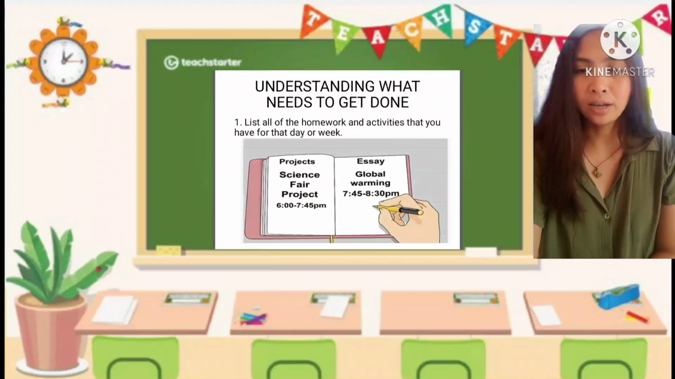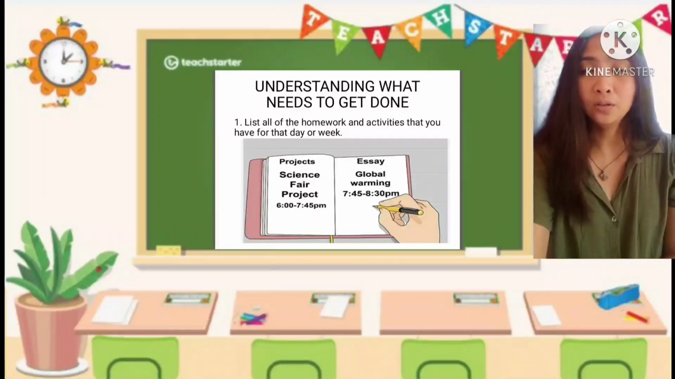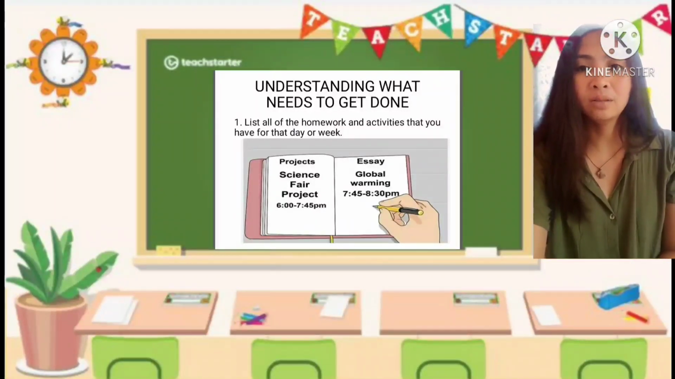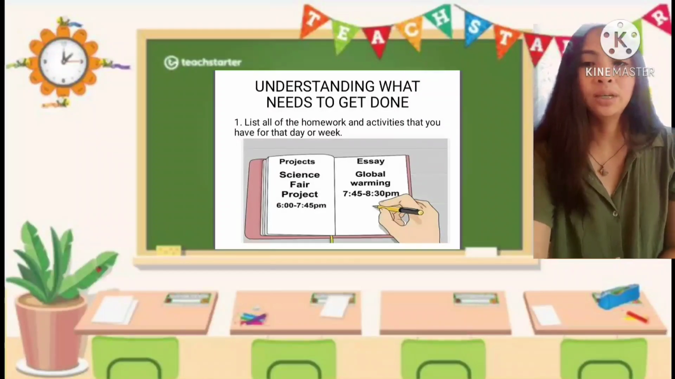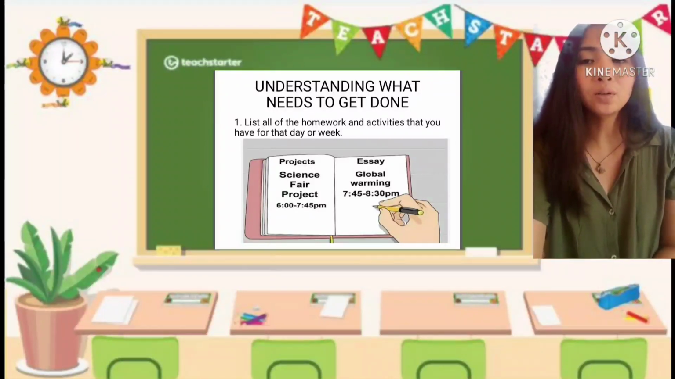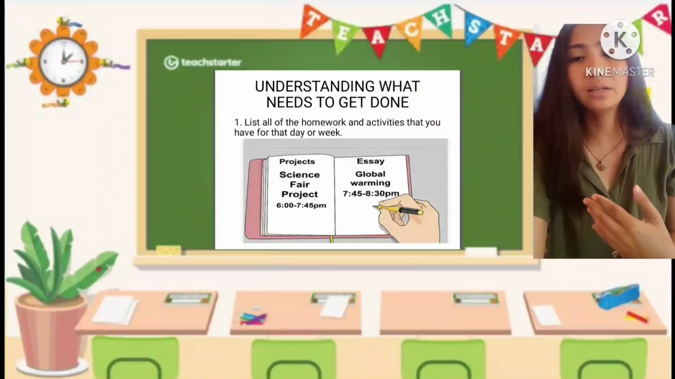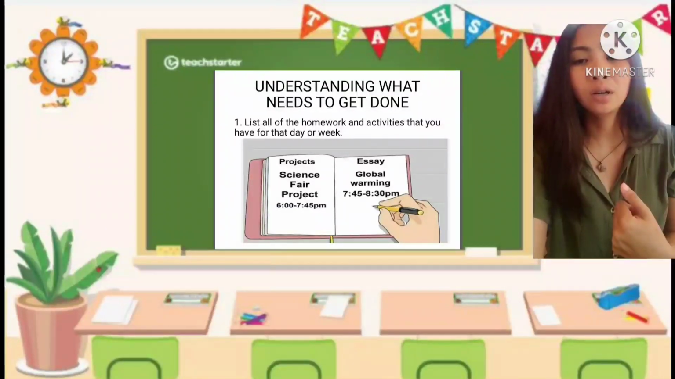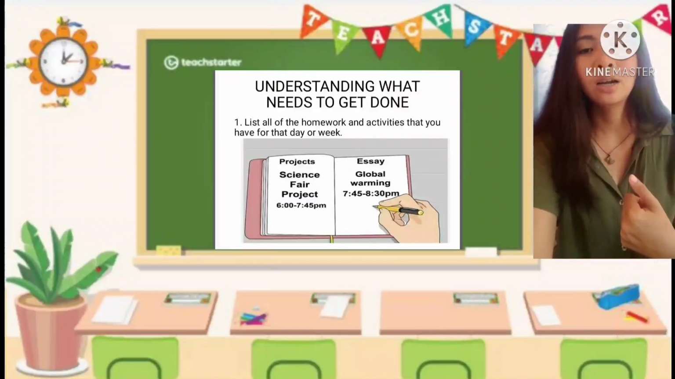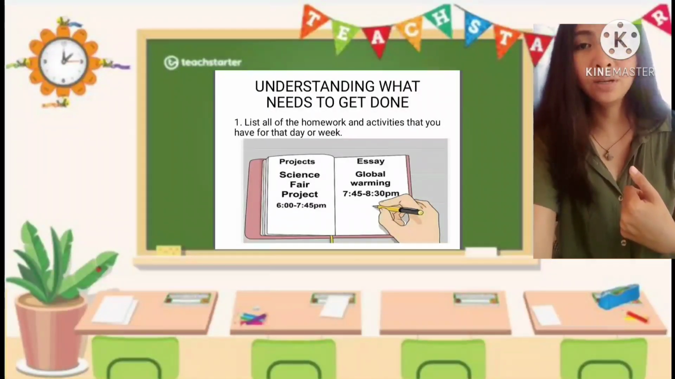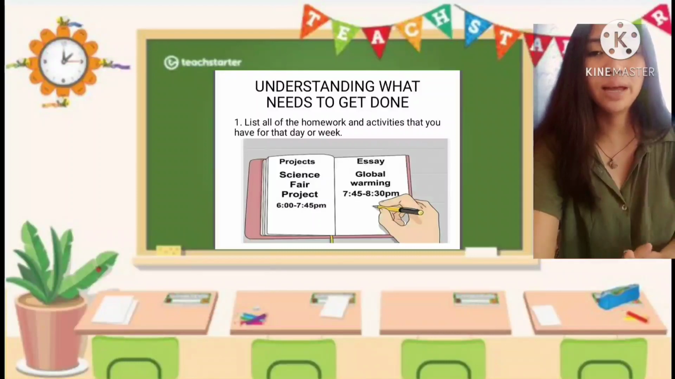Understanding what needs to get done. First, you need to list all the homework and activities that you have for that day or week. It includes games, projects, essays, and more. It will be easier to know what homework you have and the details. Then sort out the times and what days you have your out of school activities. Write down the time periods when you don't have something planned.